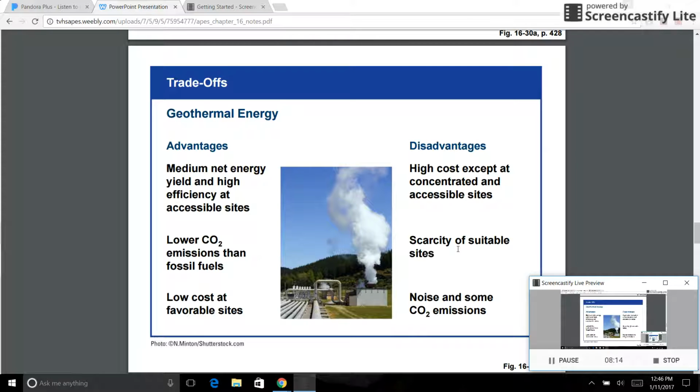Scarcity of suitable sites. That's one of the biggest downsides of geothermal, is you can almost take advantage of it anywhere, but in some cases it's just not cost effective. Noise, some CO2 emissions, those are pretty minimal in the big scheme of things.